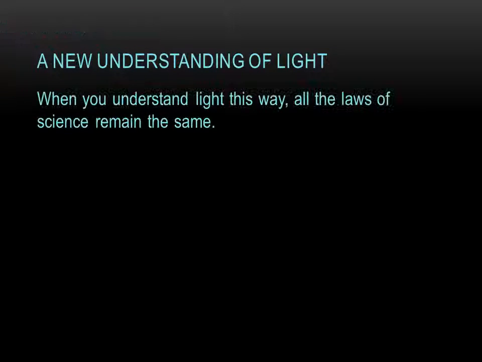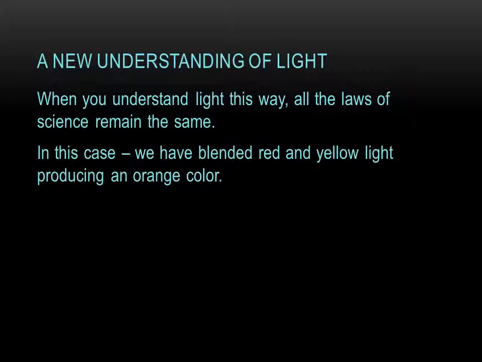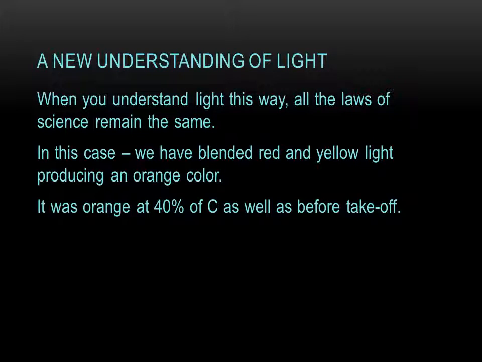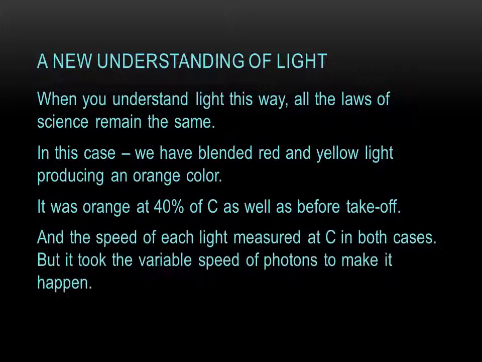When you understand light this way, all the laws of science remain the same. In this case, we have blended red and yellow light producing an orange color. It was orange at 40% of c as well as before takeoff, and the speed of each light measured at c in both cases, but it took the variable speed of photons to make it happen. This understanding of light also explains the mystery of the Michelson-Morley experiment.